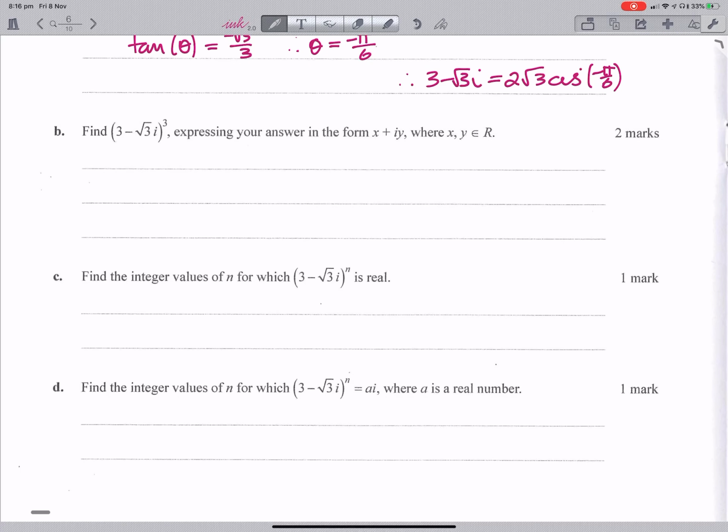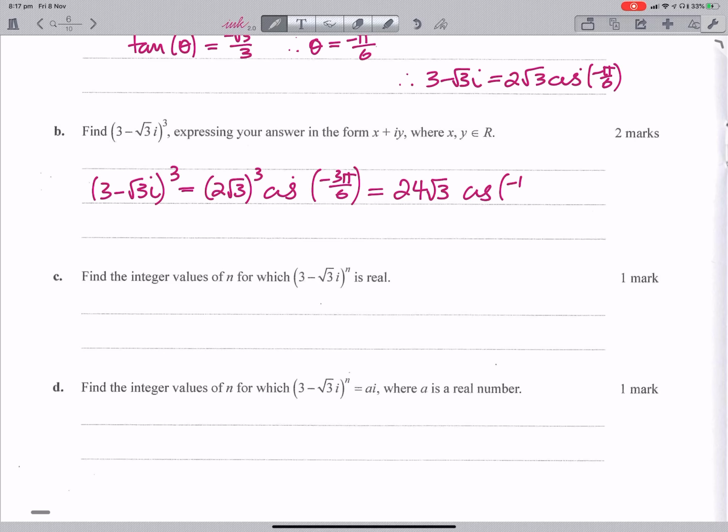Find that to the power of 3. So we can say 3 minus root 3i to the 3 is equal to 2 root 3 to the 3 cis negative 3 pi on 6, which is 8 times 3 is 24 root 3, cis of negative pi on 2. Of course, if you go around negative pi on 2, it's just going to be negative 24 root 3 i.